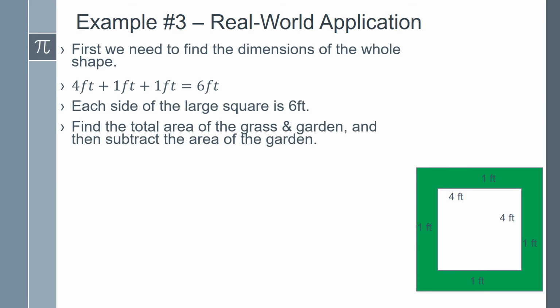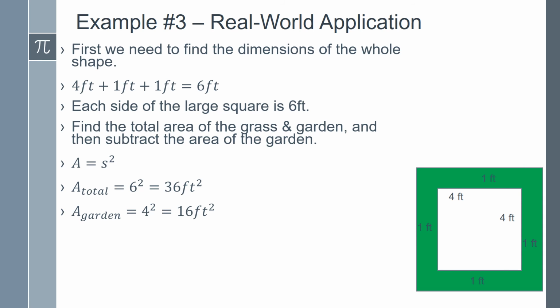Now we can find the total area of the grass and garden, and then subtract the area of the garden. This will leave us with just the area of the grass. Remember that for a square, area equals the side length squared. So the total area is 6 squared, which is 36 square feet, which we write as feet with the exponent 2 next to it. The area of the garden is 4 squared, or 16 square feet.